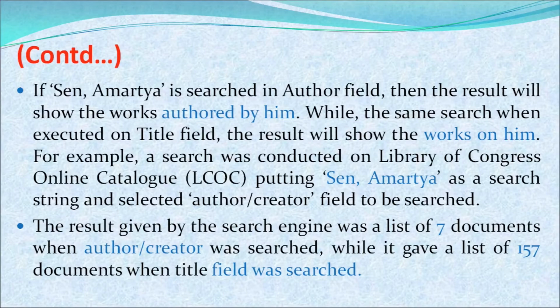If Sen Amrita is searched in the author field, then the result will show the works authored by him, while the same search executed in the title field will show the works on him. For example, a search was conducted on the Library of Congress Online Catalog, putting Sen Amrita as the search string and selecting the author or creator field. The search engine gave a list of 7 documents when author or creator was searched, while it gave a list of 157 documents when the title field was searched.